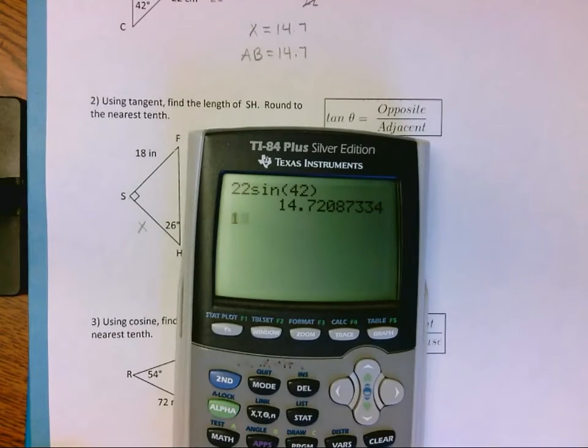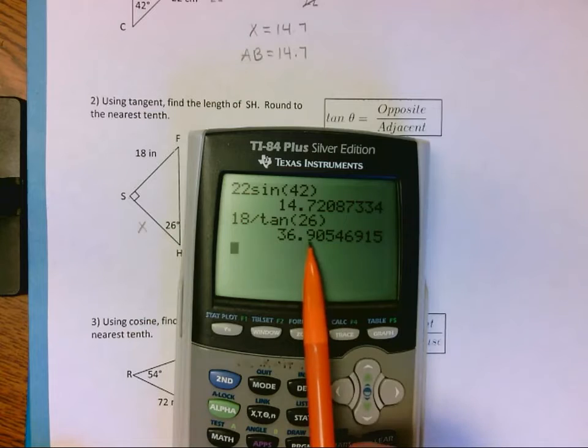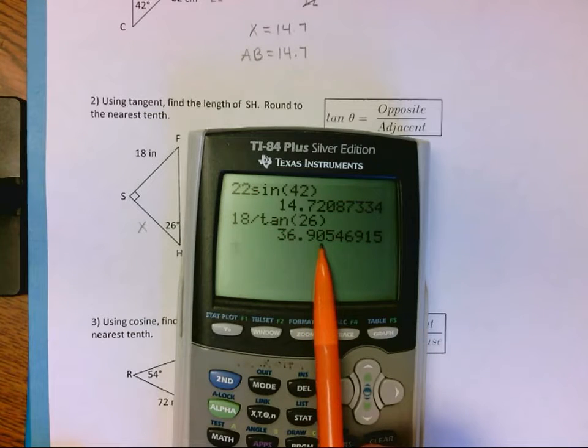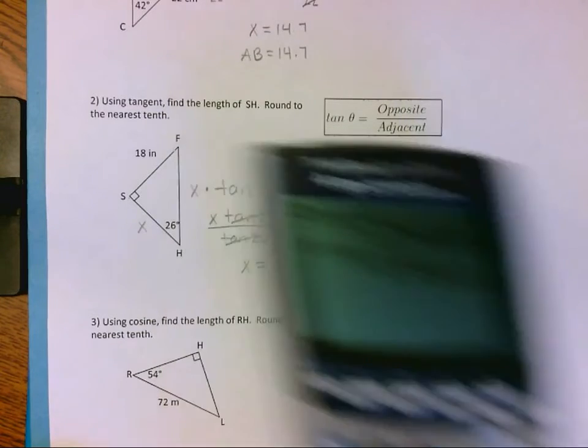So 18 divided by the tangent of 26 is 36.9, again rounding to the nearest tenth, with one decimal behind that. The 0 leaves the 9 alone.